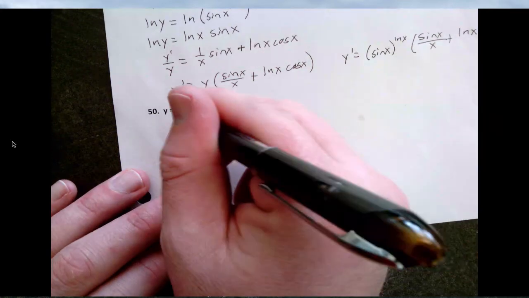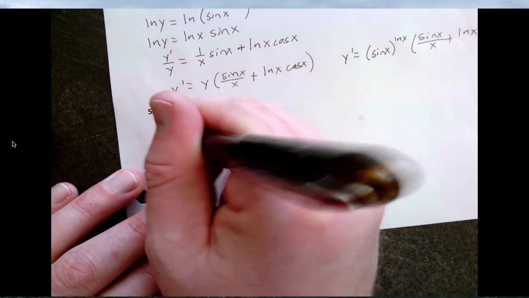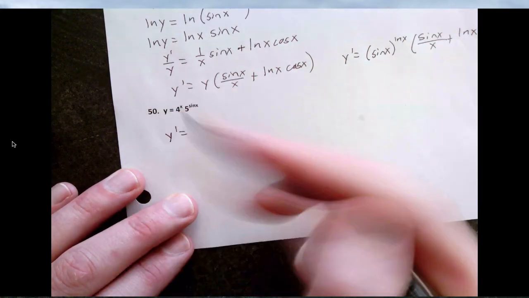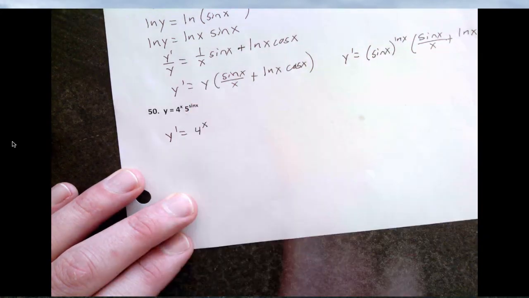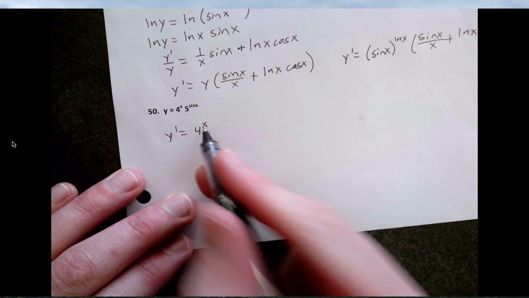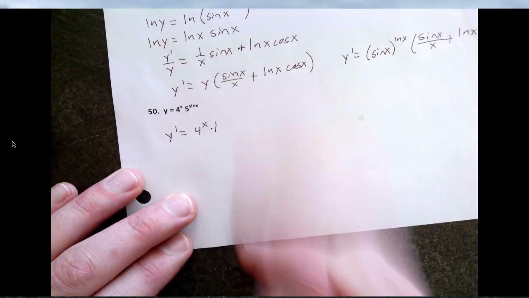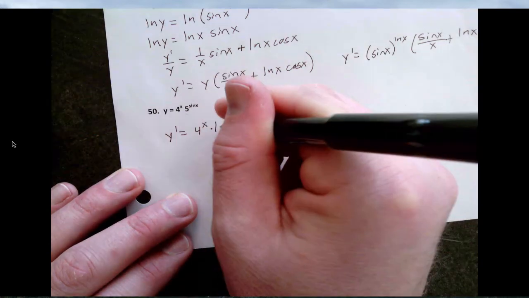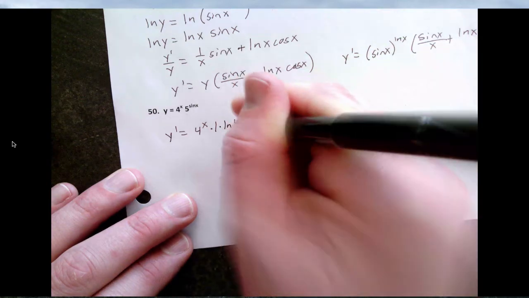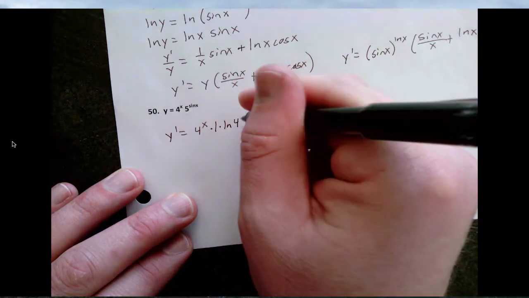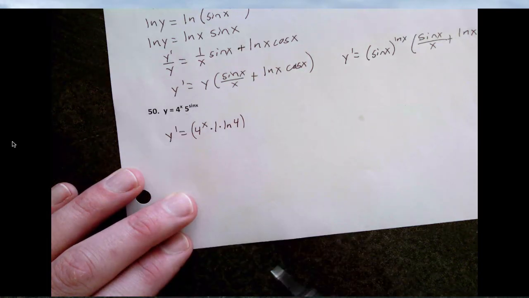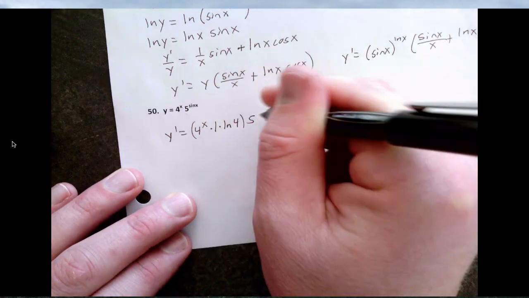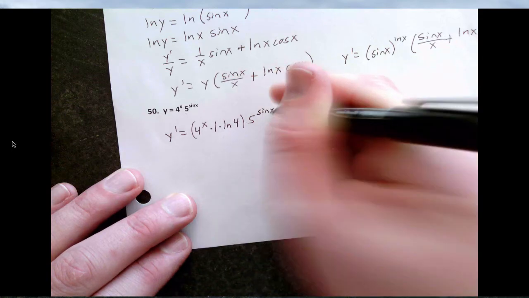All right, next. What I'm going to do here is use a product rule. Okay, so y prime. And the 4 power x is like e to the x. So it starts off with its original self. Then we multiply by the derivative of the top, which is 1. Then we multiply by the natural log of the base, which is 4. So all of that right there is the derivative of 4 to the x. We leave the 5 to the sine of x alone.